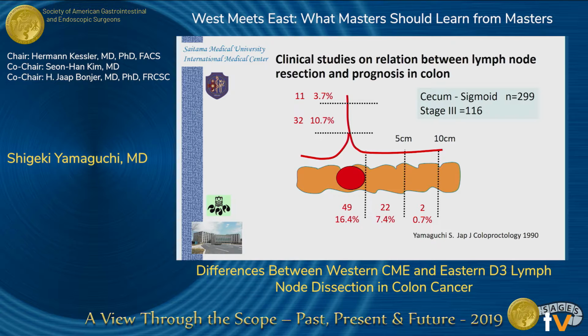How should we decide the length of colon to remove? This is the lymph node metastasis along the colon. In 7.4% of cases it is within 5 centimeters, and from 5 to 10 centimeters it is 0.7% of all curative cancers. So metastasis beyond 5 centimeters is very rare in this study.